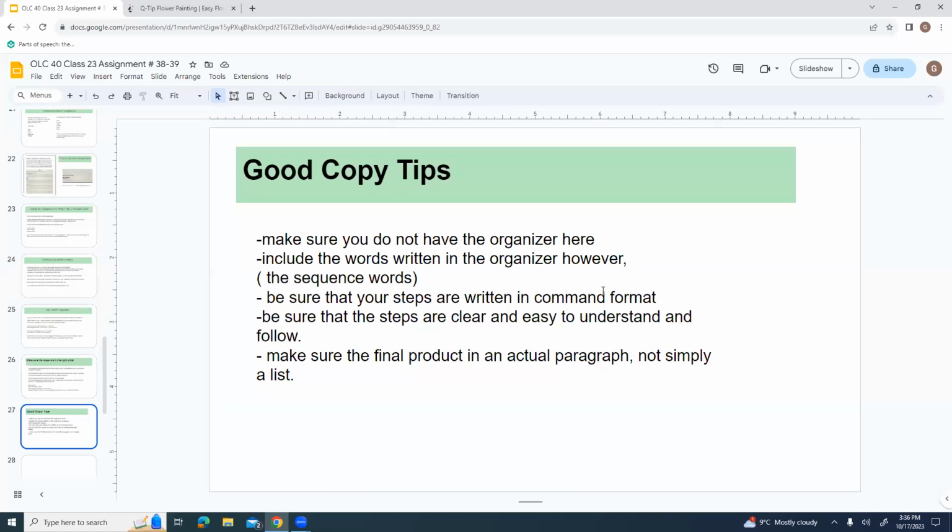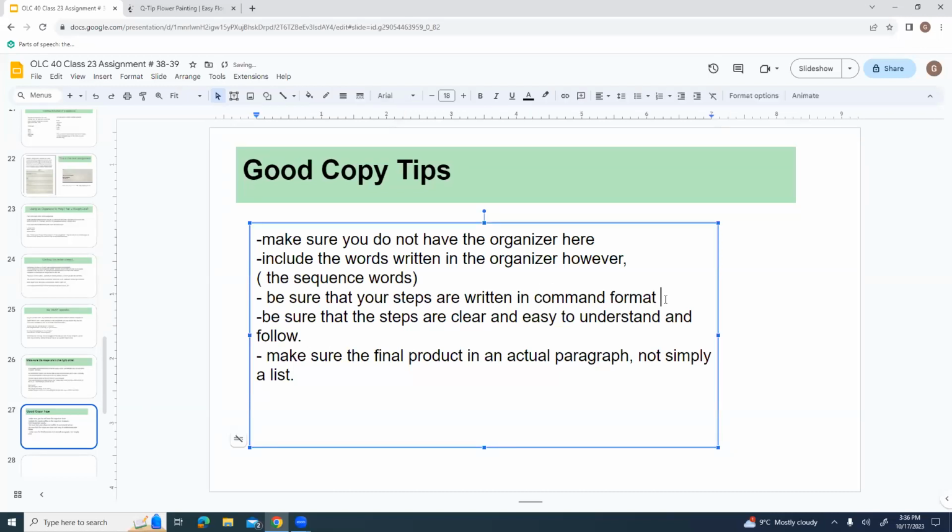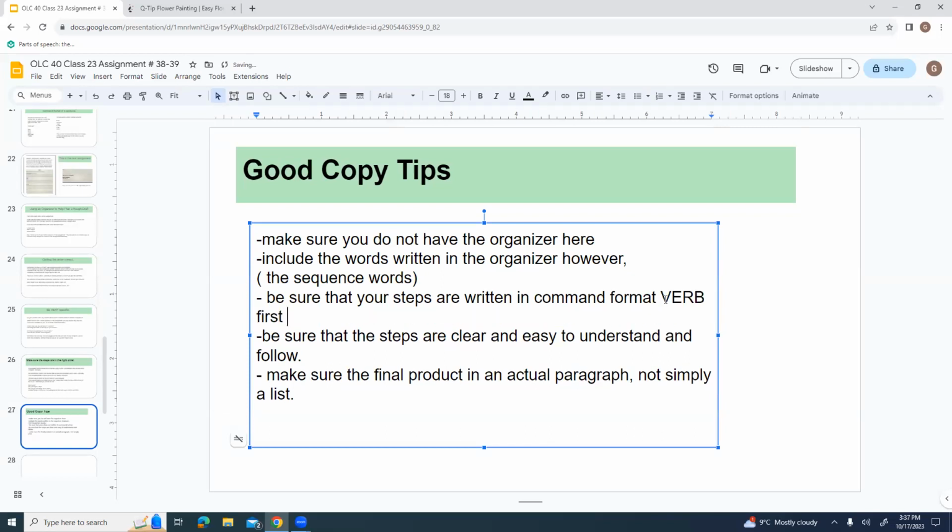Make sure your steps are written in command format. In other words, the verb is first. Now, again, you can use the time words, but the verb, there's no subject, okay? No subject. Be sure the steps are clear and easy to understand. Remember too that we talked about how you might need more than one sentence per step, right? If it's something that's really complicated to do, you might need to take a couple of sentences to explain how to do it. And that's fine.